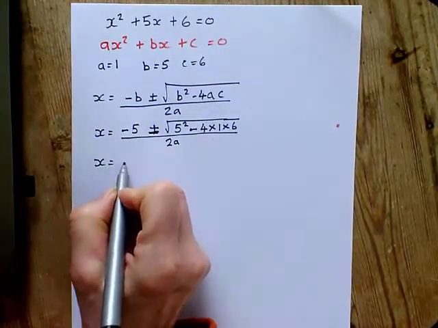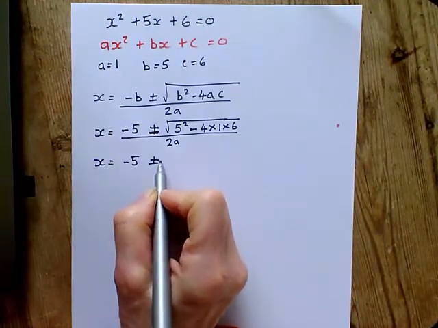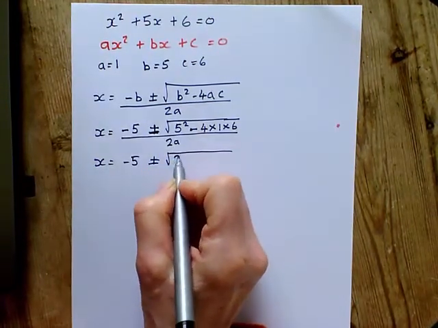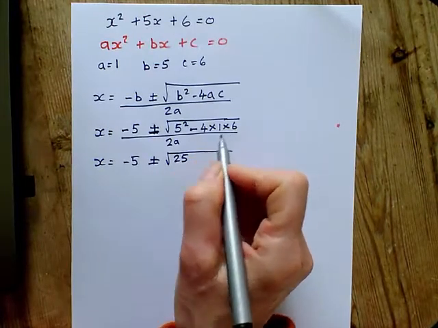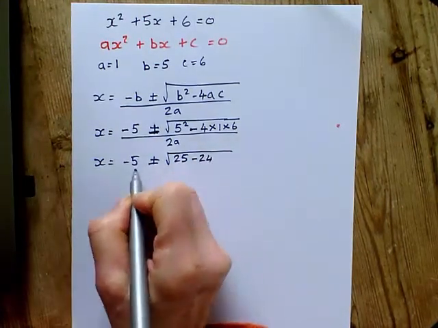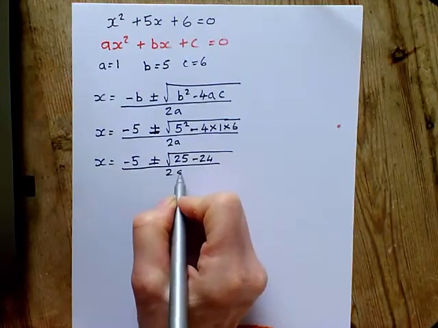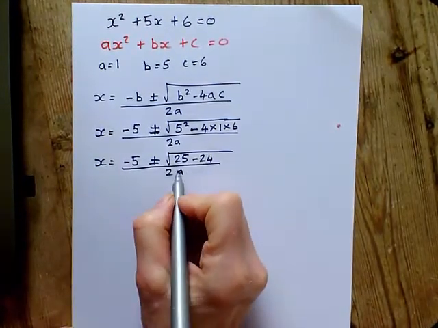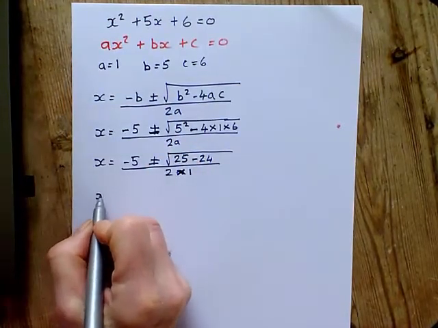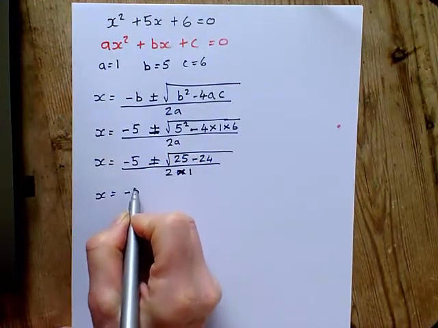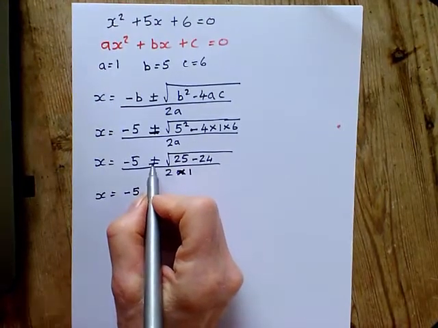Right, so let's keep simplifying this. Plus or minus 5 squared is 25. Minus 4 times 1 times 6 is 24. So you can see why I'm not reverting to the calculator in this particular question. 2a is 2 times 1 because a is 1. So I've got x equals minus 5. Now I'm going to start with the plus.